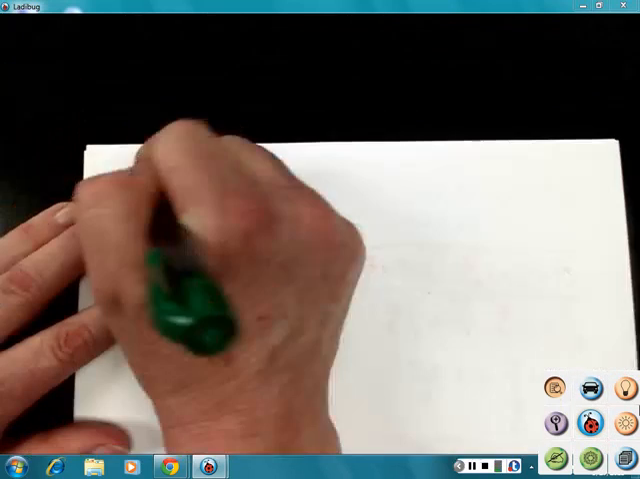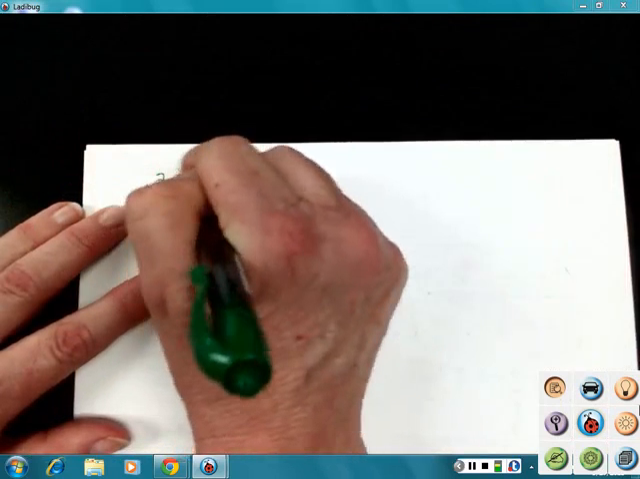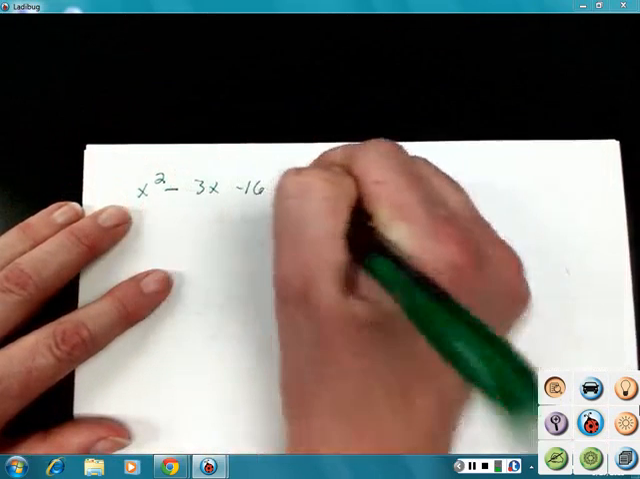Oh yeah. Yeah, we'll do a few more, because we haven't even gotten in with having a number out in front, but let me find another one in here. How about this one? X squared minus 3x minus 16 equals 0.